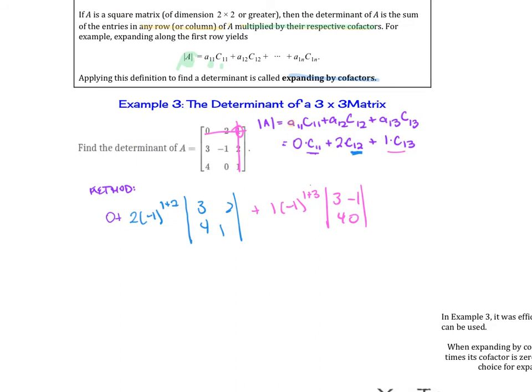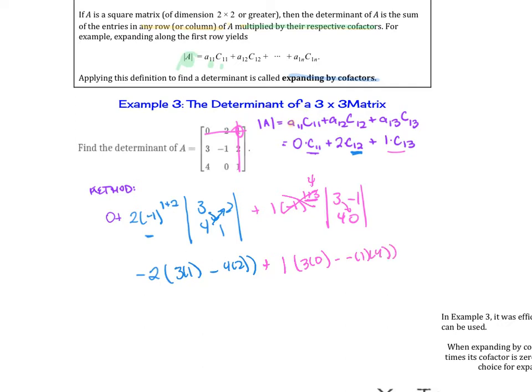So let's work with this here. So 2 times -1 raised to the 1 plus 2, so that's odd. So that tells me this is going to be negative. So this is -2 times whatever the determinant is here. So remember, to find the determinant, we're multiplying 3 times 1, and then minus 4 times 2. Then let's do the next one. So this is plus, 1 plus 3 up here. That's positive. It's even, 4. So therefore, it's just going to keep the same sign. So therefore, it's a +1 times whatever the determinant is here. 3 times 0 minus -1 times 4.